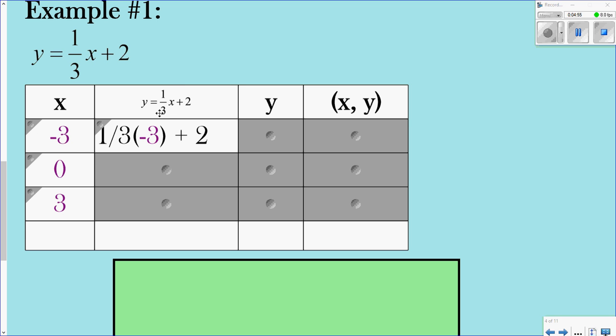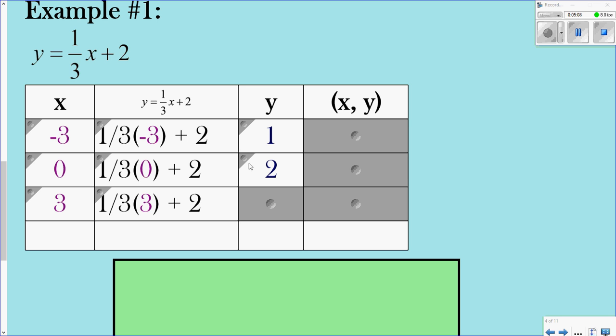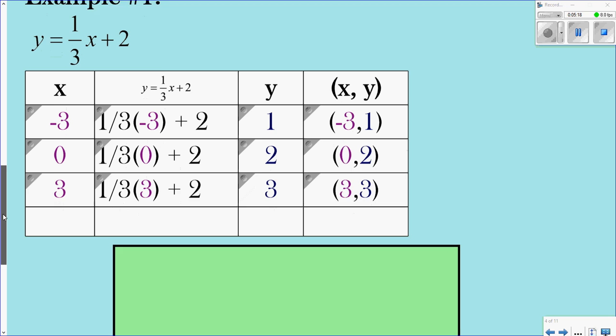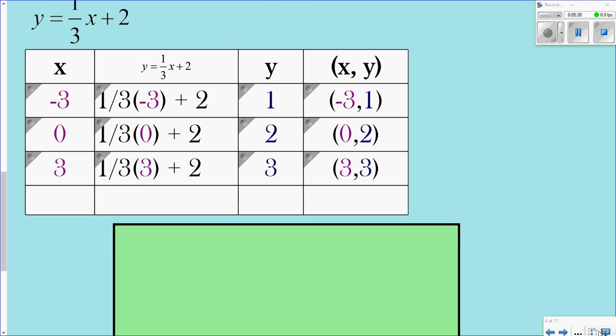I chose 3 for that one because I wanted to end up with a number that's not going to be a fraction. So I did that for 0 and I did that for 3. I simplified and I found my y for each of them. Once I did my x, I found my y, I put it into xy coordinate form, because this way I will be able to plot it on the graph.